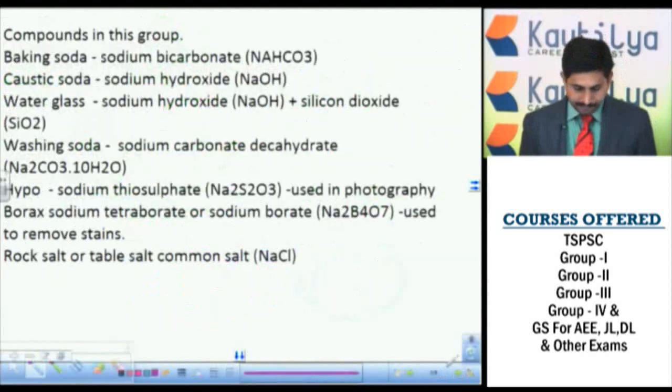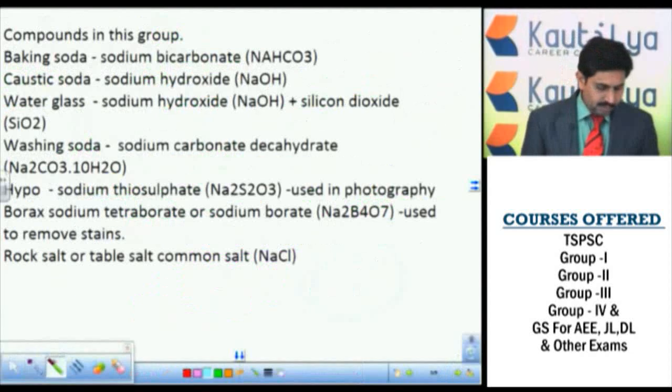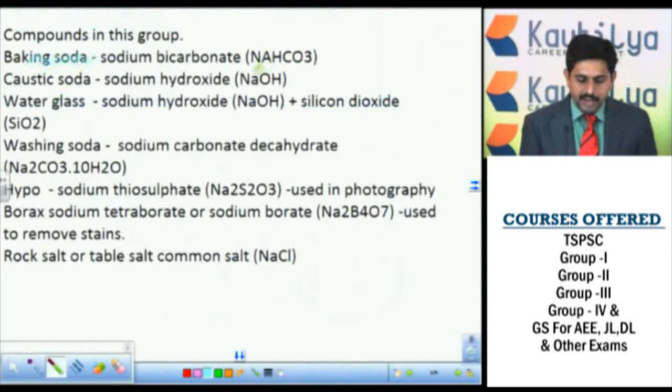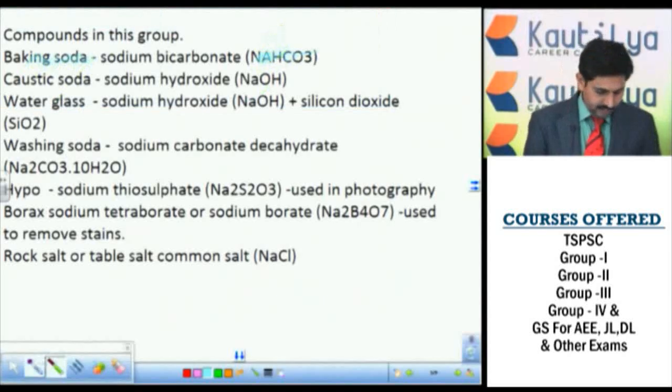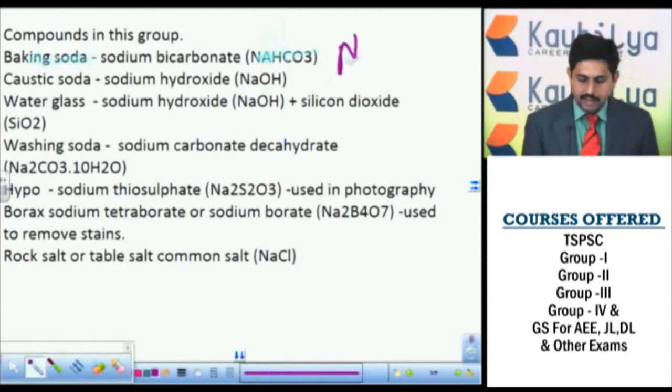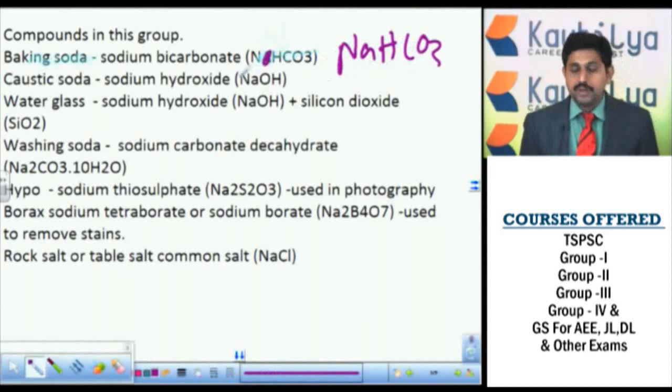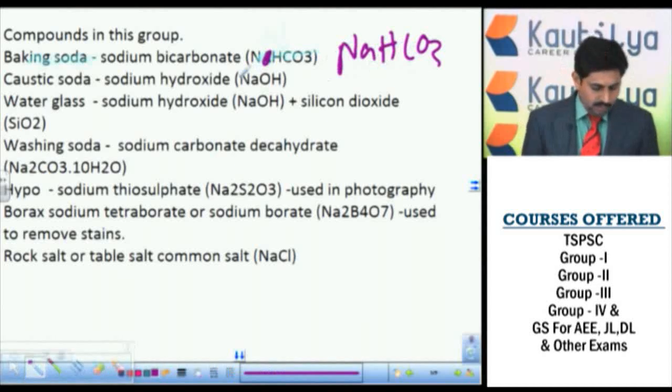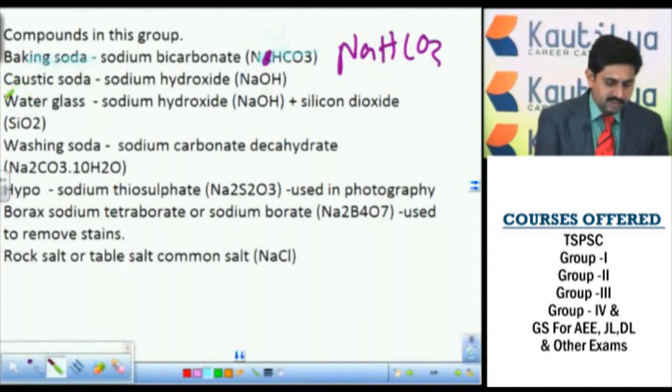Next, some of the compounds of this group. We have different types of compounds of this group. One is called baking soda. The formula is sodium bicarbonate or sodium hydrogen carbonate, NaHCO3. Next, one more of this. We'll see the importance of this again.